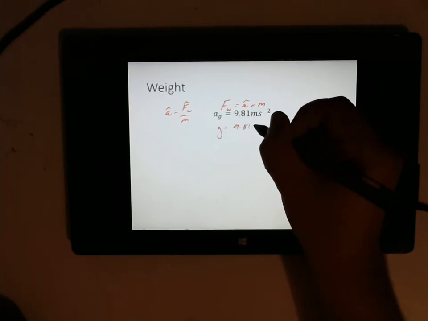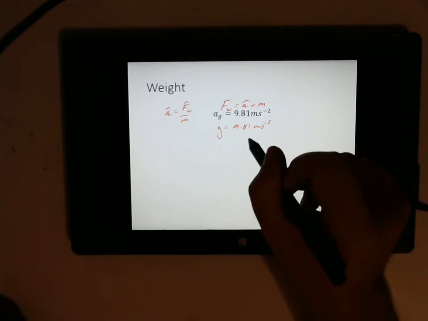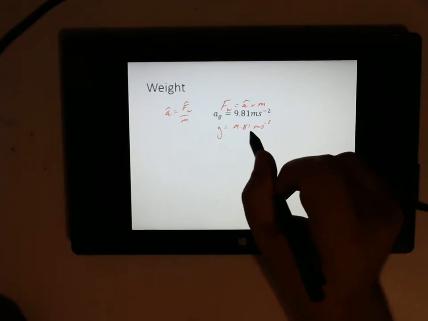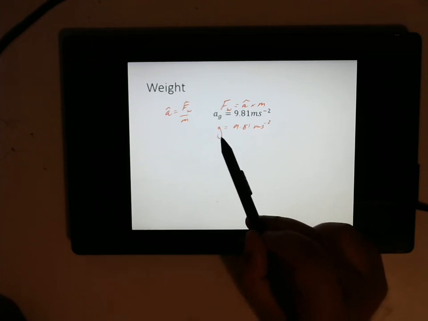Sometimes this will be written as just g equals 9.81 meters per second squared. And that's, I believe, how it's written in your formula booklet, so be aware of that. I would recommend that you memorize it because it will speed up your problem solving. If you have to flip through the booklet to find the acceleration due to gravity and you're going to use it a lot, you will probably waste a lot of time.